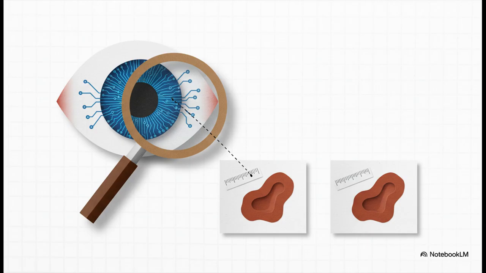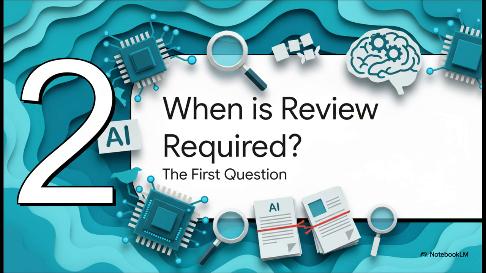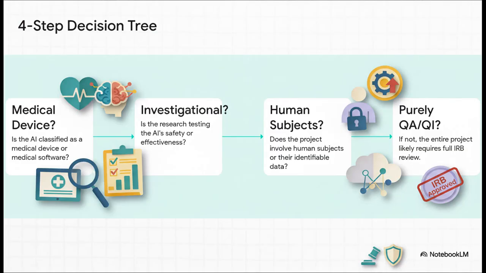Okay, so with all these challenges swirling around, let's get down to brass tacks. A research protocol with AI in it lands on your desk. What's the very first question you have to answer? When does an IRB review even need to happen for this stuff? Here's a super simple decision tree to help you out.